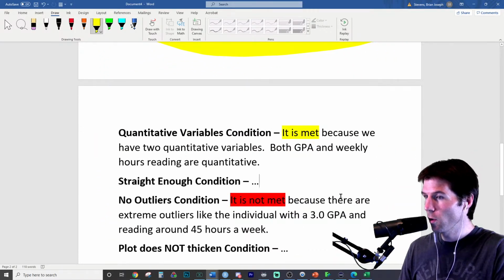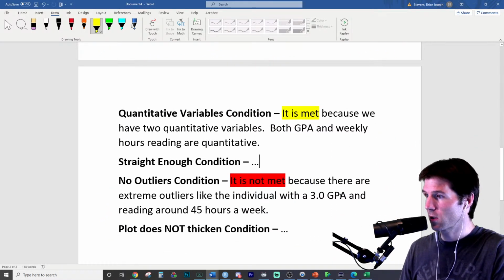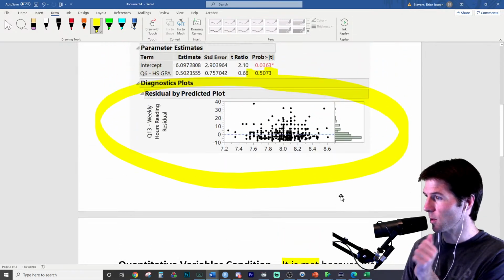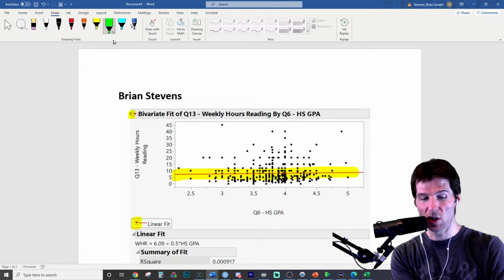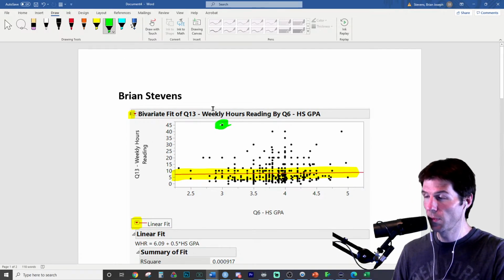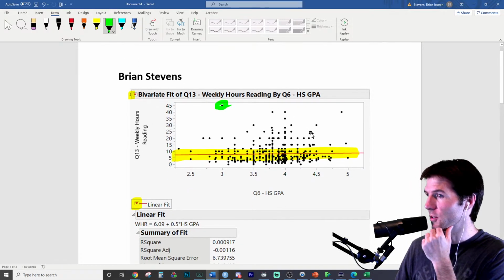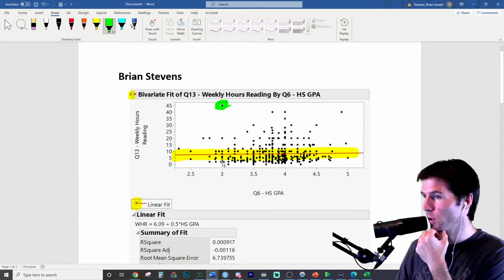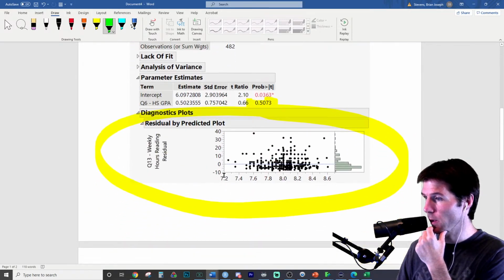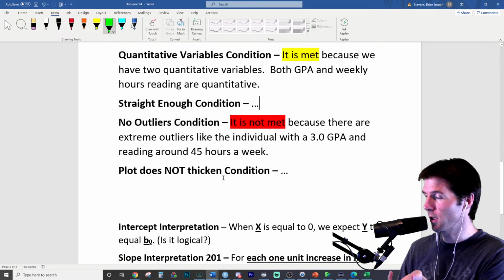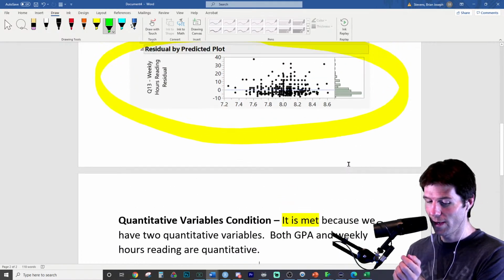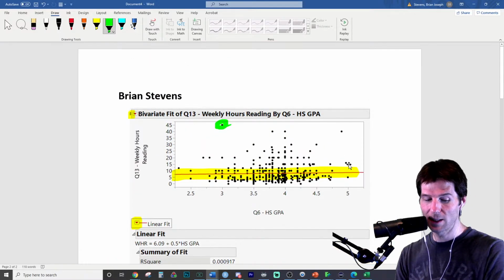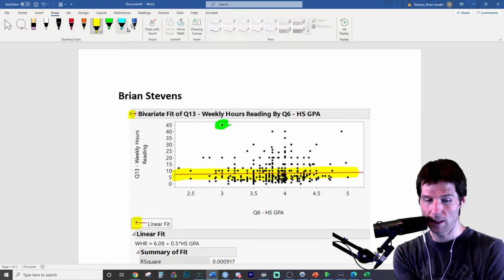And then we're asking, are there no outliers? And this one is not met. Notice how I've kind of highlighted that for the grader. The grader's going to be really happy. We see some outliers. I did mention explicitly this individual right here, someone with about 45 weekly hours reading and a 3.0 GPA. So I went through and explicitly mentioned them. And last but not least, we have plot doesn't thicken, which I think is not going to be good right here.